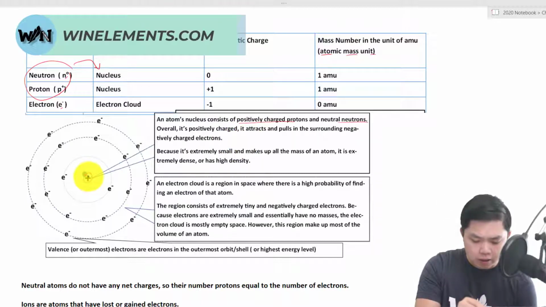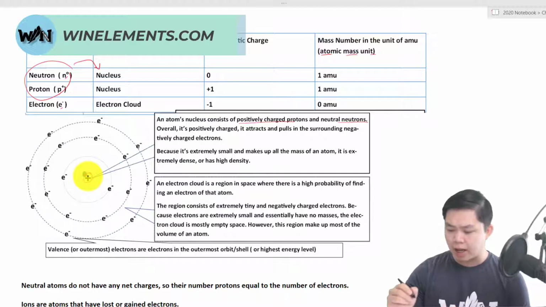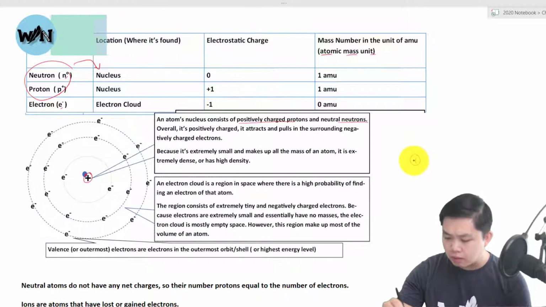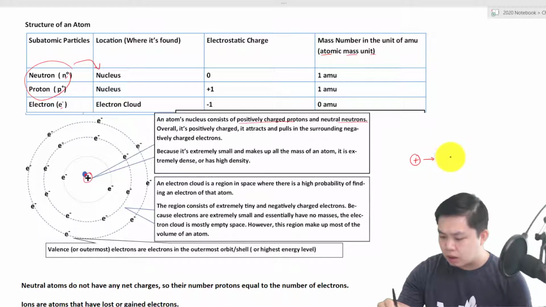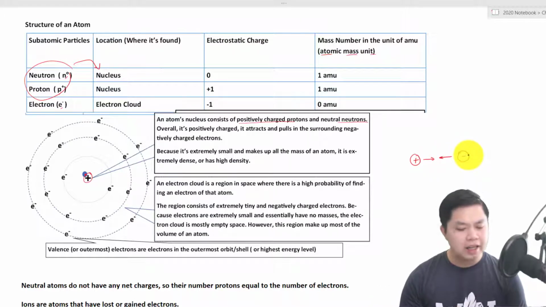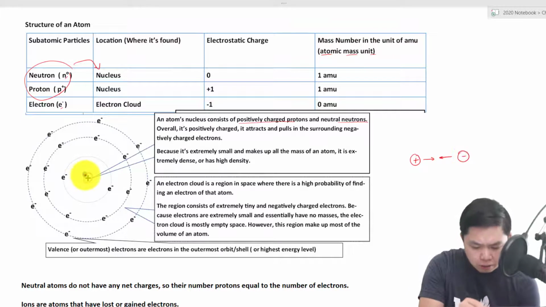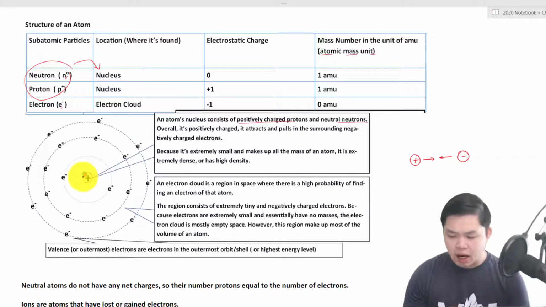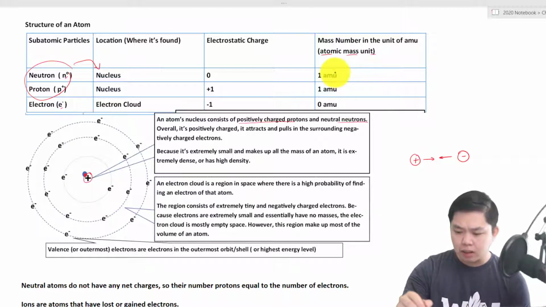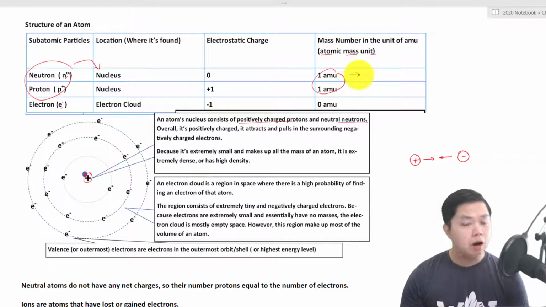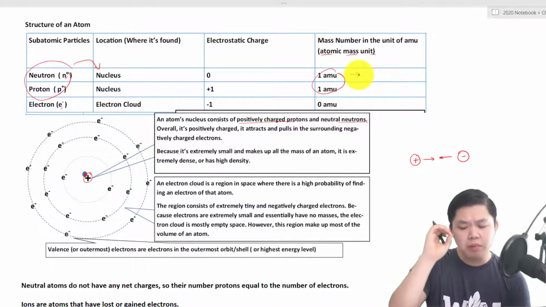Now this positive is very important, because when you have a positive, what does that do? It attracts the opposite charge, the negative. So keep that in mind. Now we have to realize this. Notice how I drew this as a very tiny volume, but it has all the mass. This makes up almost 99.9% of the mass of an atom. But it is extremely small.